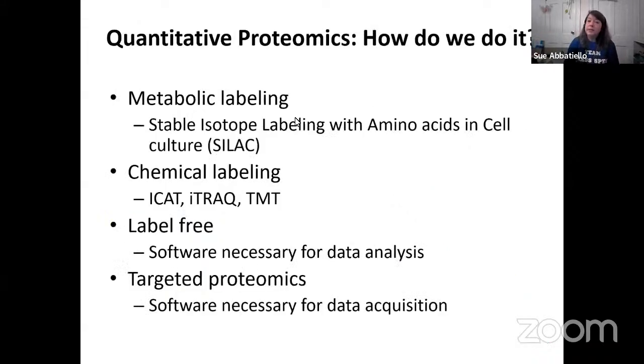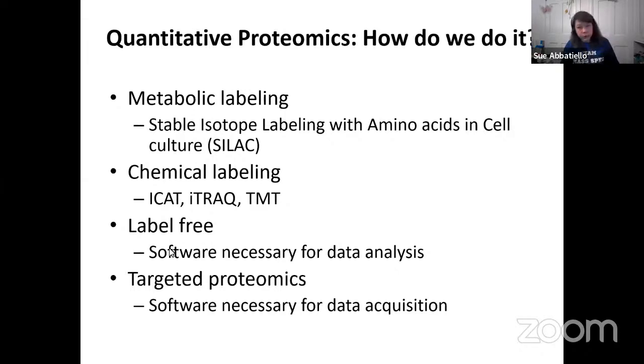So how do we do quantitative proteomics? There are a lot of ways we can do this. The labeling strategies are a little more expensive and intensive and could be limiting. So we've got metabolic labeling like SILAC, chemical labeling where we go in and chemically derivatize some kind of entity in the peptide or protein sequence.